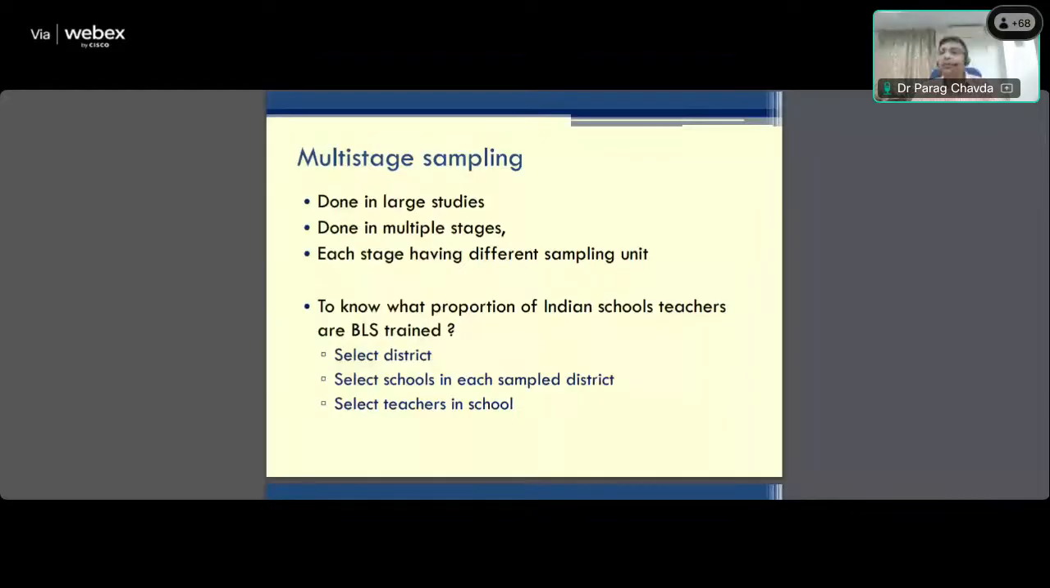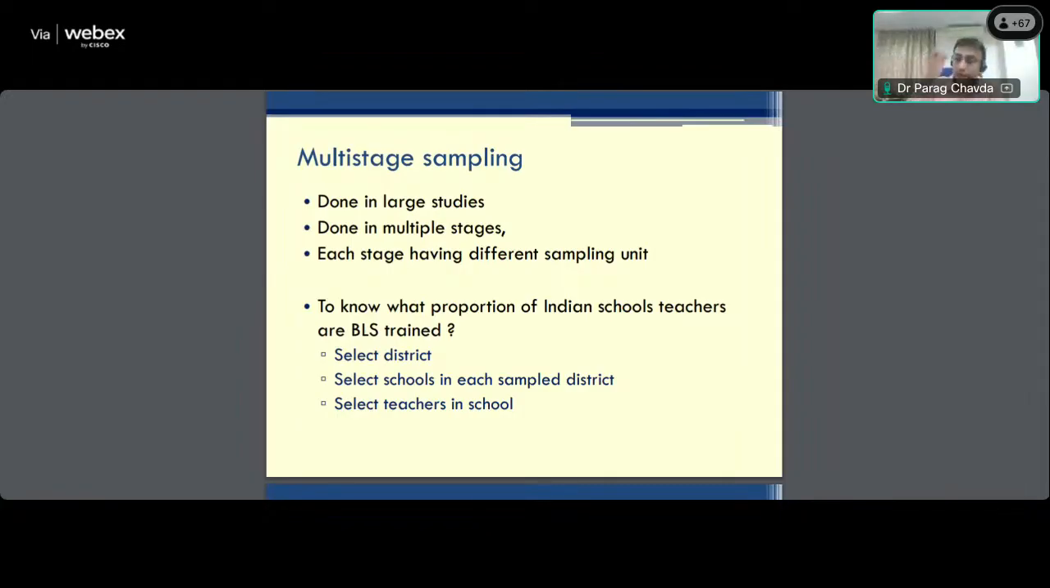And from each school, they might wish to sample some teachers. So for example, each school might have 20 teachers and we might wish to do the study on only 10 teachers. So we might once again do some sampling there. So in the third stage, we end up selecting the teachers from each school. So the sampling unit changes. In the first stage, the sampling unit was district, in the second stage it was schools, and in the third stage it was an individual teacher, right? So at each stage the sampling unit changes.